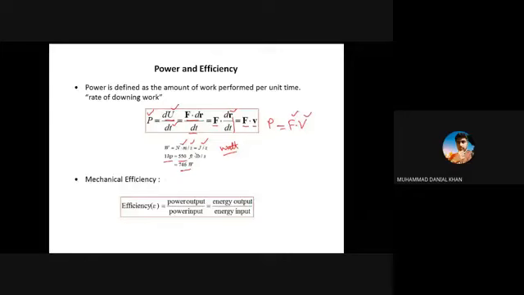Then mechanical efficiency. Whenever the word efficiency comes, it can be defined as output divided by input. So efficiency is basically power output by power input, or it can be energy output by energy input. And remember that mechanical efficiency will always be less than 1.